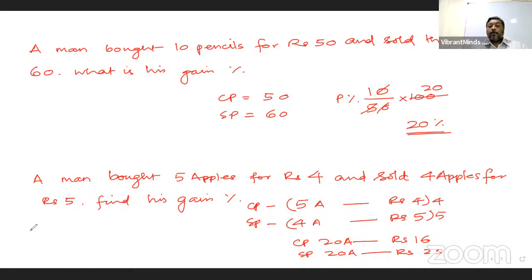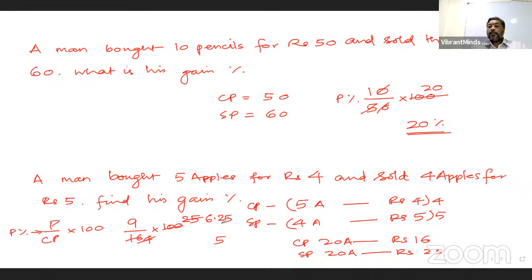So what is profit percent? Profit percent is profit by cost price into 100. What is the profit? 16 is investment and 25 is recovery. So can I say 9 is the profit upon 16 into 100. So 4 into 25. Again, go with 4. Here we have 6.25. 9 5s are 45.